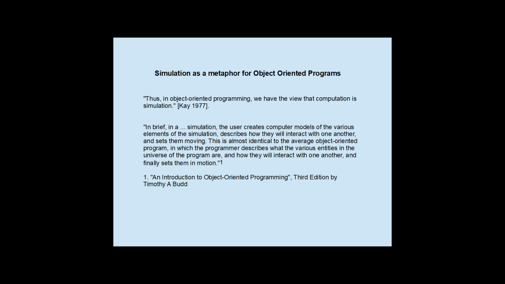And then, in brief, in a simulation, the user creates computer models of the various elements of the simulation, describes how they will interact with one another, and sets them moving. This is almost identical to the average object-oriented program, in which the programmer describes what the various entities in the universe of the program are and how they will interact with one another, and finally sets them in motion.